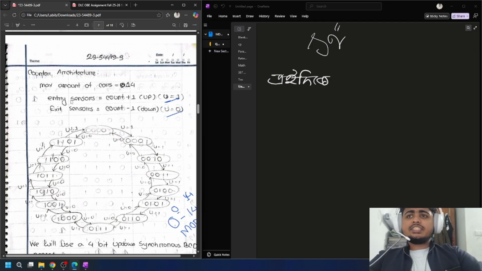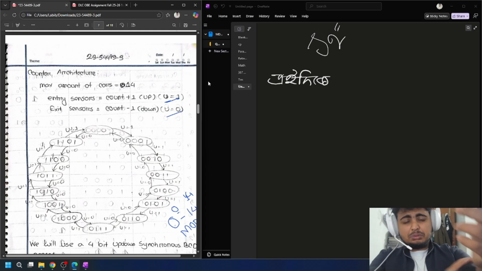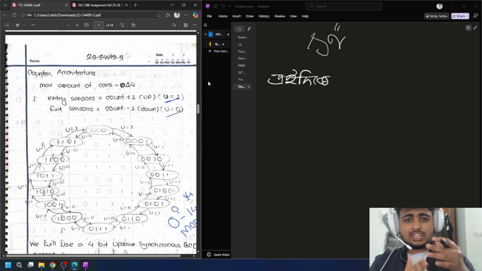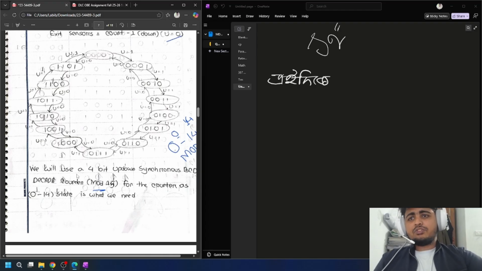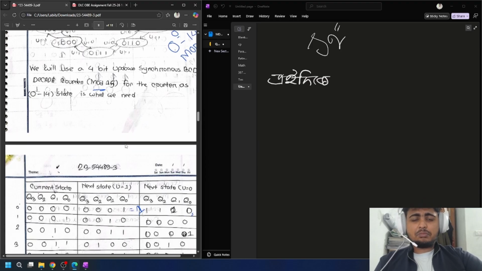This is the counter architecture. The entry sensor is counter plus 1, which is up, and I previously stated that u equals 1 is for the counter up, or the entry, and u equals 0 is for the down counter. This is how the states go from 0 to 14. We show the outputs 0, 1, 2, 3, 4, 5, 6, 7, 8 up to 14. We also use the 4-bit synchronous counter with mod 15, which means we can show 0 to 14 counts for the number of cars.